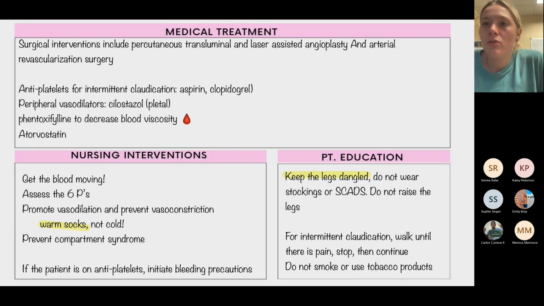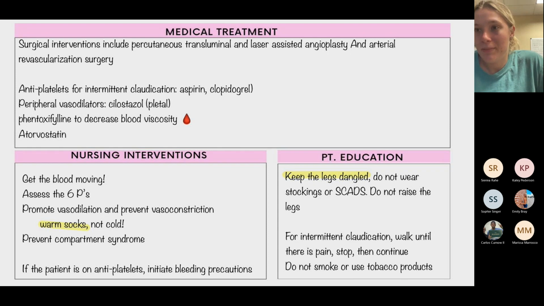So what do we do? Well, lots of our antiplatelets, our peripheral vasodilators, and our statins are really good at helping lower cholesterol and help blood get to where it needs to go a little bit easier.